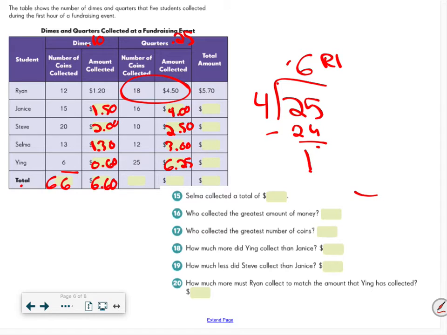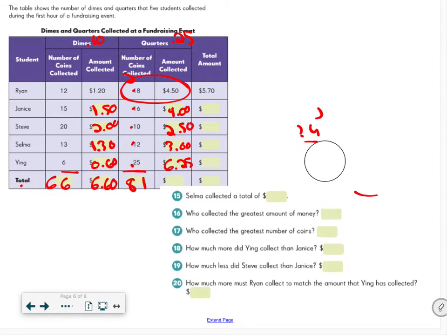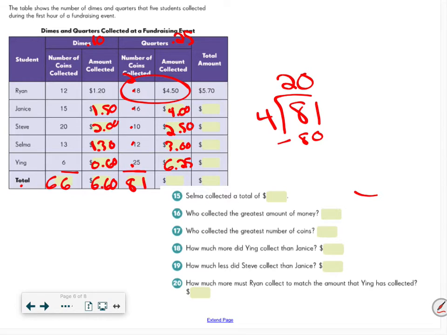You could either add up all of the quarters, or you could add up all of the total quarters. So let's do that. 8, 9, 10, 16, 17, 18, 19, 20, 21, 2, 3, 4, 5, 6, 7, 8. If I have 81 quarters, I could do 81 divided by 4 to figure out the total amount. Well, 4 times 20 is 80, and I have 1 left over, so $20.25. I think that's right, I'm not sure, I did that fast.